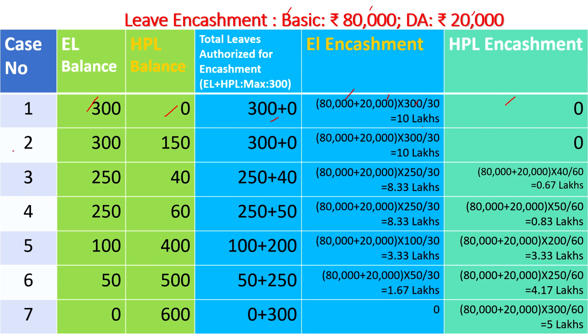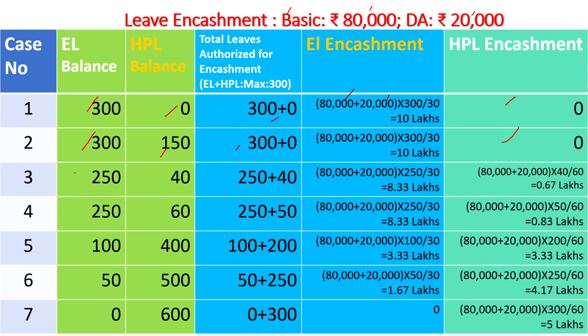In the second case, the EL is 300, HPL is 150, but admissibility will be 300 EL only, and HPL will be 0. So the amount will be 80,000 plus 20,000, the basic plus DA, into 300 days of EL by 30, which comes to 10 lakhs, and here HPL will be 0.